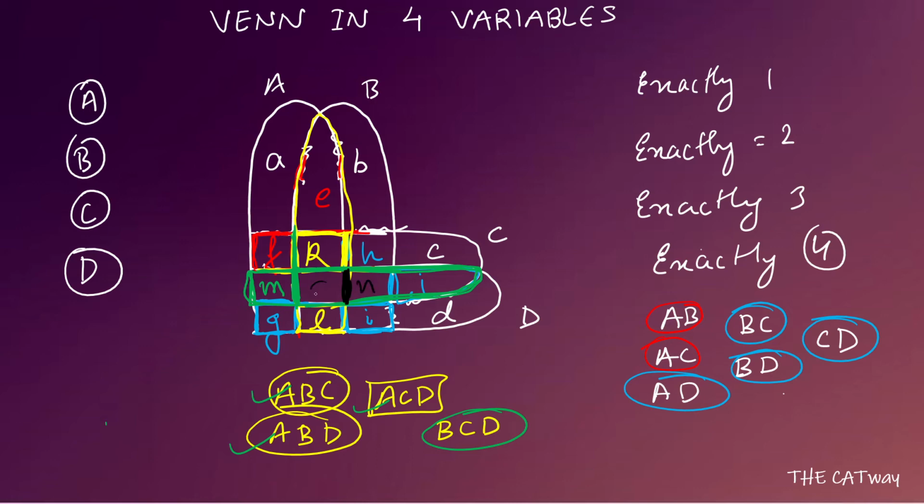Now we are left with the middle portion. The middle portion represents all four of them, and it will be represented by O. Okay, so now I guess it is clear how do we represent ABCD in a four set Venn diagram.